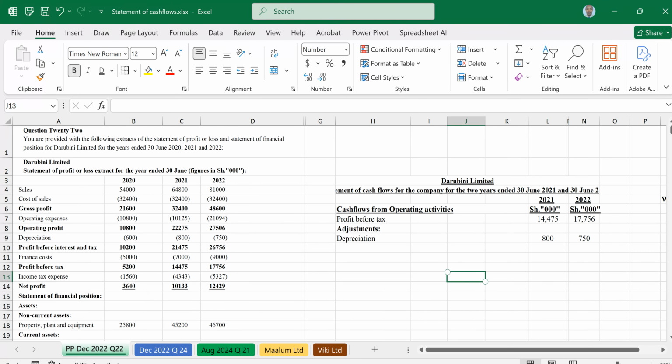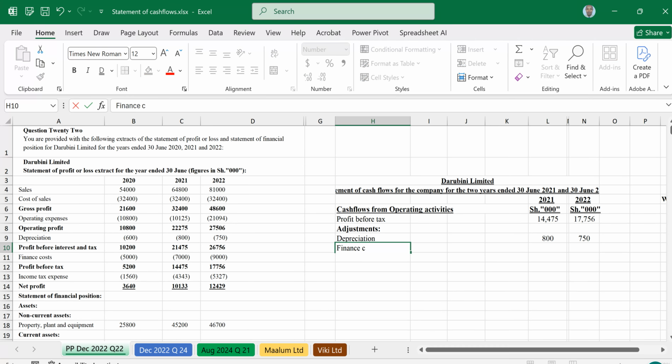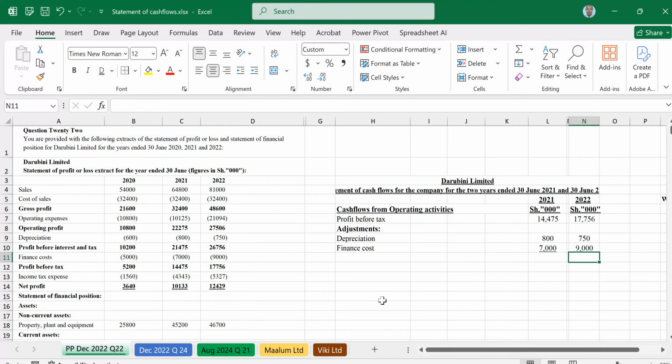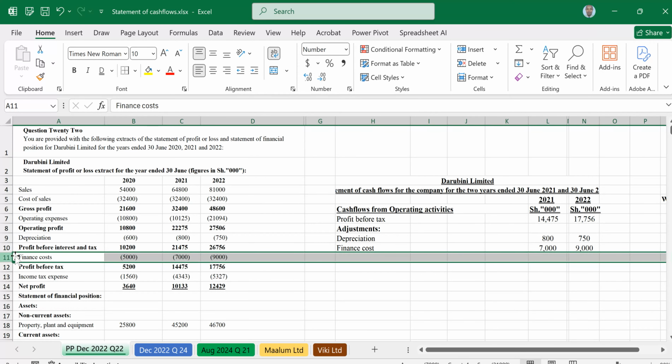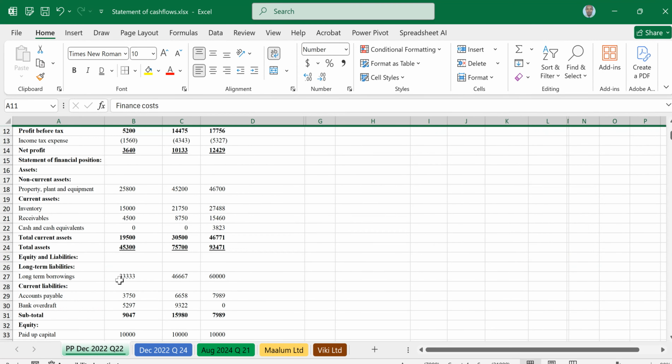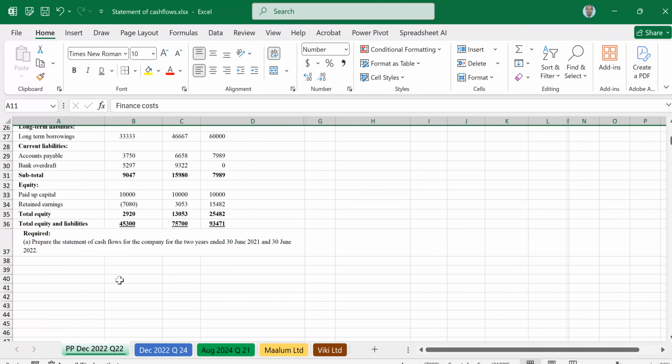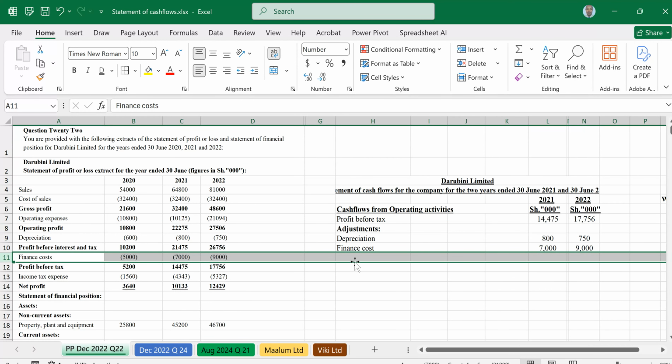After depreciation, we have finance cost. I'll also be adding back finance cost. Finance cost has been given as 7,000 and 9,000. Yeah, here they are. Now, additional information, they have not talked about anything that they sold, so there's nothing else that's supposed to be adjusted.